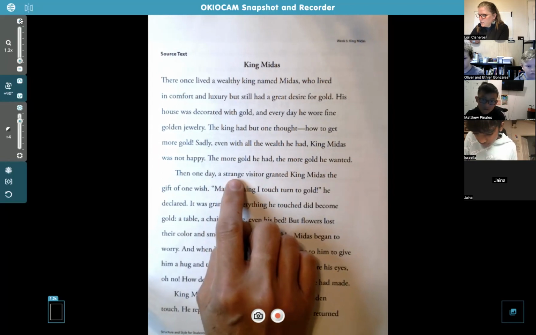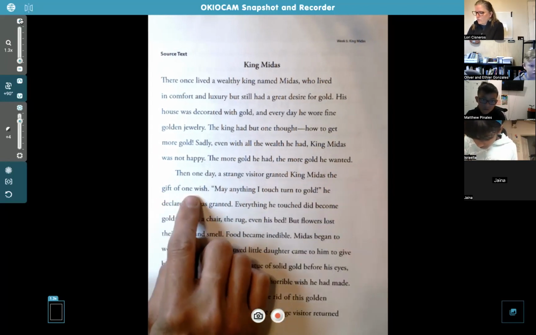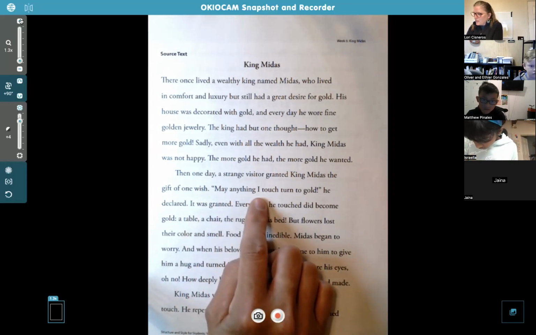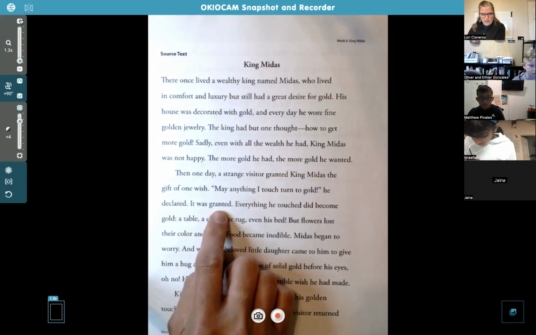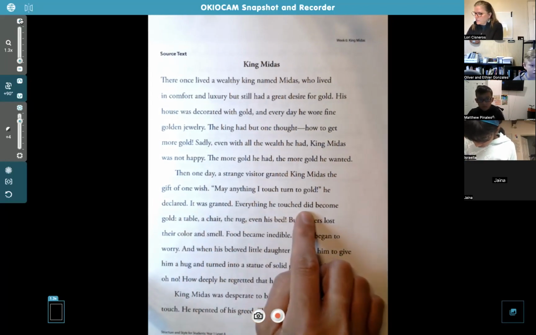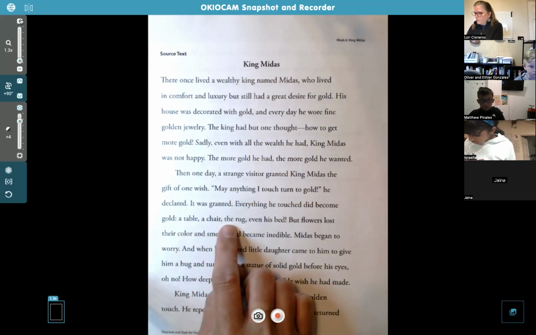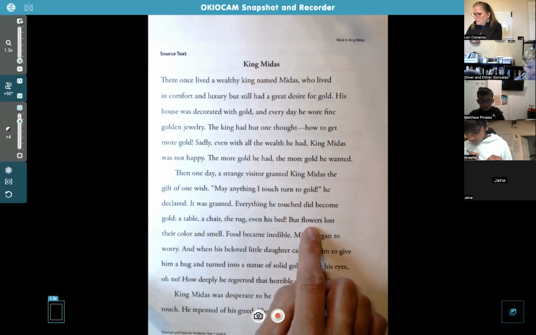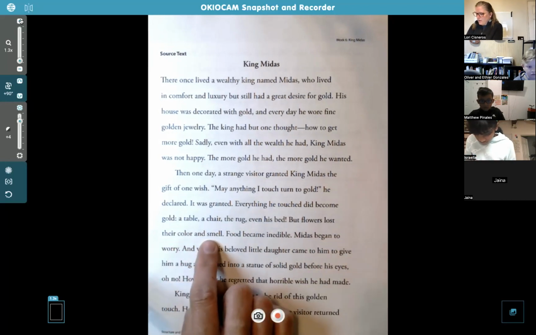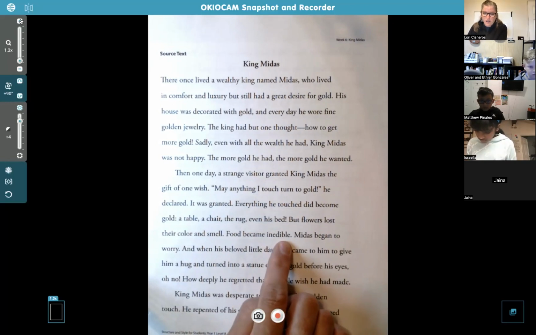Then one day, a strange visitor granted King Midas the gift of one wish. "May anything I touch turn to gold," he declared. It was granted. Everything he touched did become gold: a table, a chair, the rug, even his bed. But flowers lost their color and smell. Food became inedible, which means he couldn't eat the food if it was made of gold.